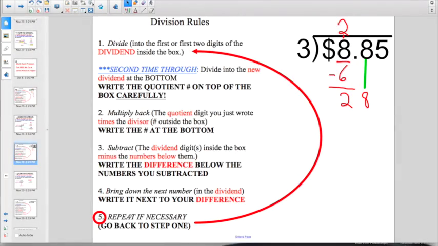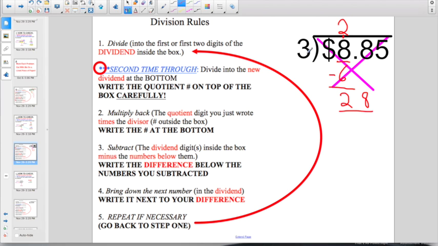So really, step 5 isn't even much of a step, right? It just says repeat if necessary. I'm going to go back up to step 1, which is divide, but it's my second time through, which means I'm going to divide into the new dividend at the bottom. You really don't need to concern yourself about any of this. You're only worried about 28 divided by 3. This is your new dividend that you're dividing into.